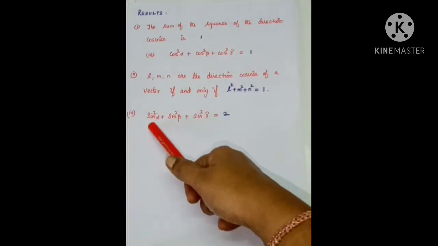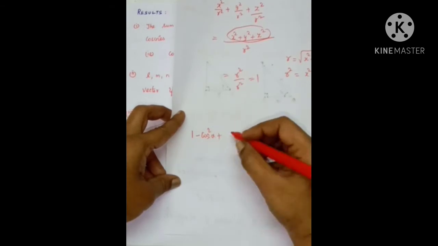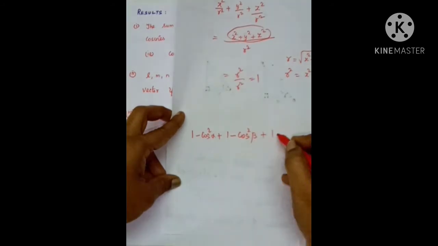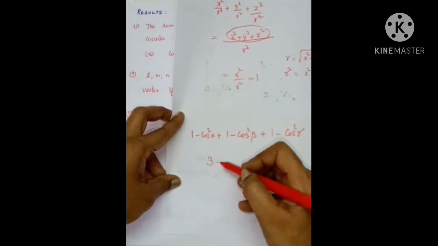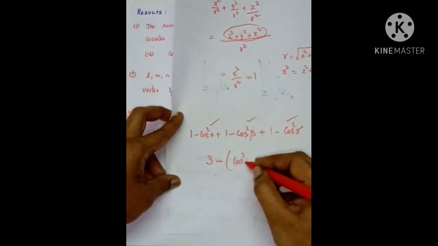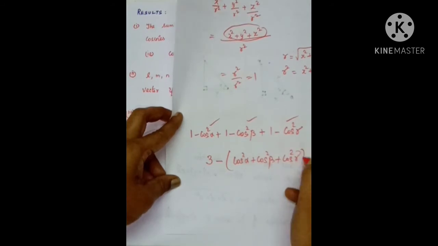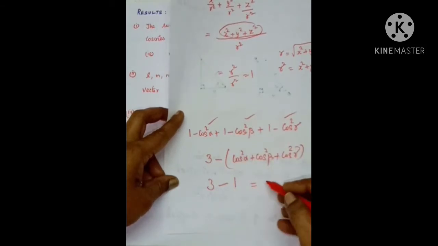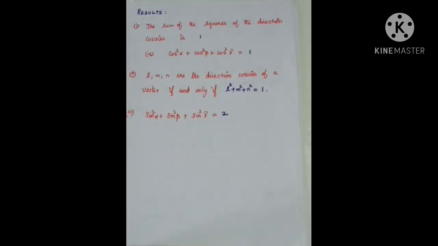So here sine squared alpha, how will it be written? It is 1 minus cos squared alpha. Sine squared beta can be written as 1 minus cos squared beta, plus 1 minus cos squared gamma. So how many 1s do you have? Three 1s. So from all the remaining terms, what is common? Minus is common. If we take it out, what has to come? Cos squared alpha plus cos squared beta plus cos squared gamma. Okay, so just now we have proved the sum of the squares of the direction cosines is 1. So 3 minus 1 is equal to 2. Therefore, sine squared alpha plus sine squared beta plus sine squared gamma is equal to 2.